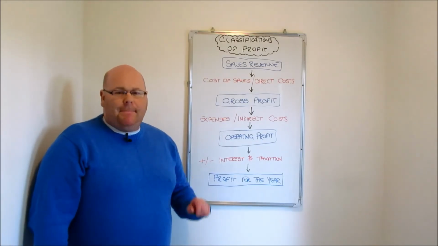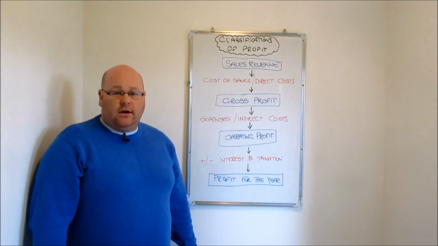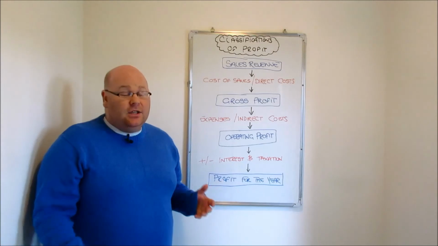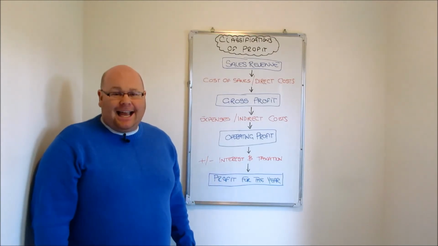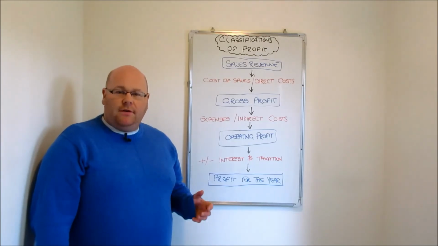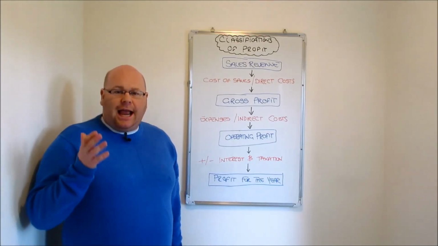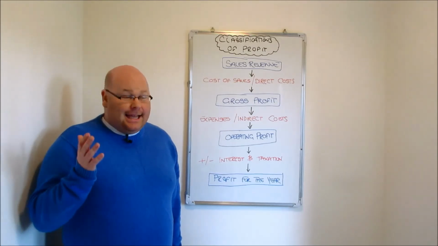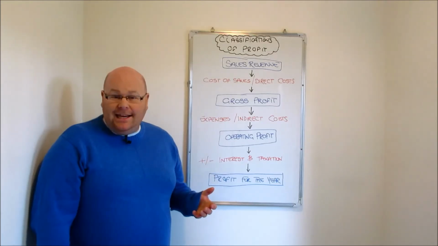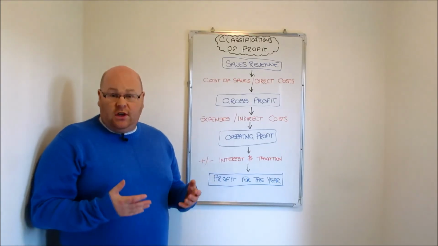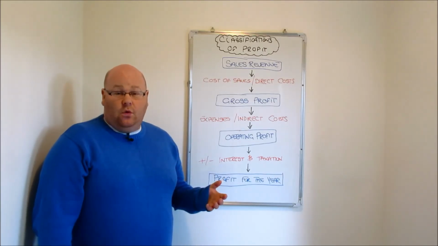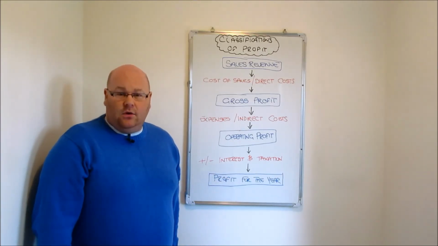Now, this really is the baseline figure for the organisation. We've taken away all of our different costs, all of our different expenses. We've even factored in the tax and the interest that we may have paid and received as well. And so this profit for the year figure shows us how much the firm has at the end of the year that can then be utilised, either retained in the organisation for growth and expansion, or distributed to our shareholders as their reward for owning a stake in the organisation.